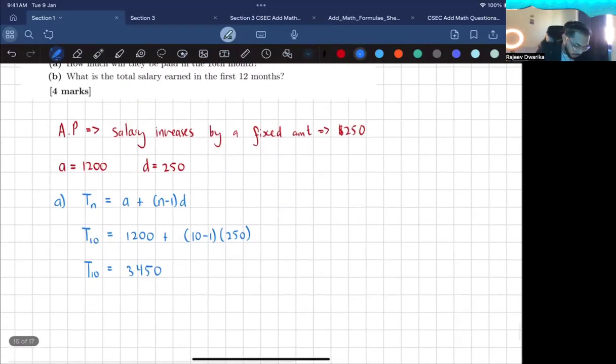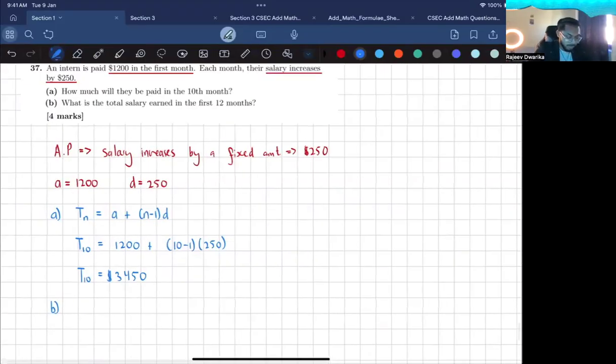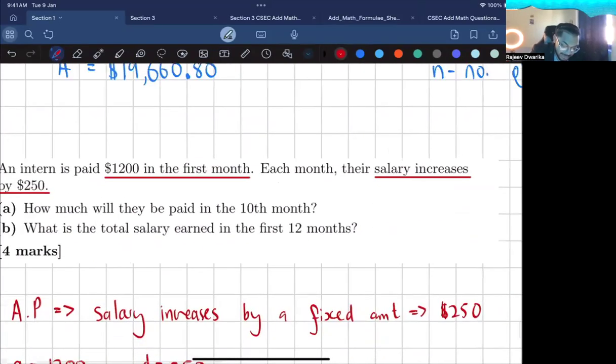Right? So the answer is 3,450. Make sure to put the units, right? Put the dollar sign. Part B now. What is the total salary earned in the first 12 months? So in the first 12 months, you would use the S of n formula. Because what is the hint there? They say total.